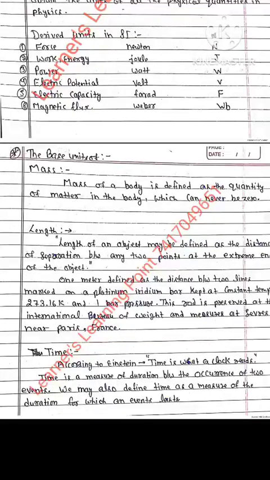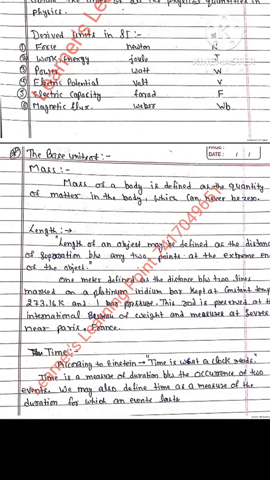Now we can talk about the basic quantities and basic units. First is mass. What is mass? Mass of a body is defined as the quantity of matter in the body, which can never be zero, because if your mass were zero, then you would not exist anywhere.